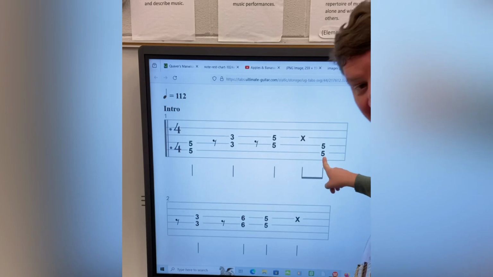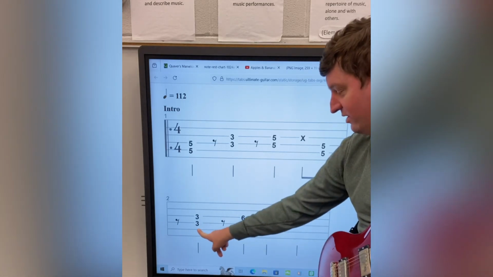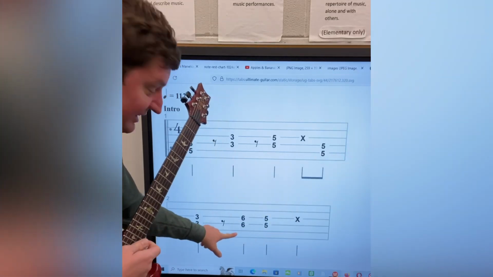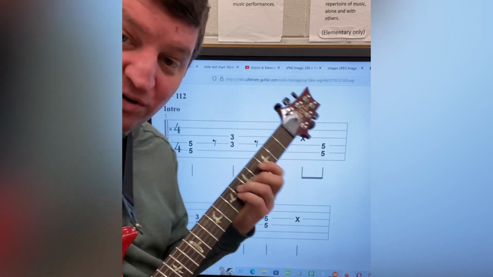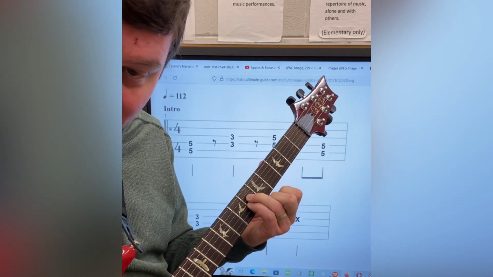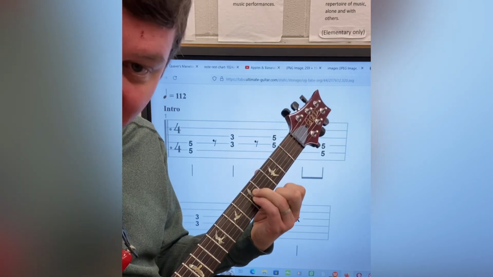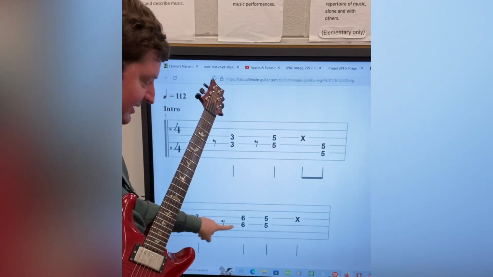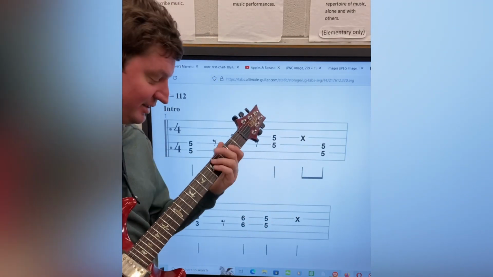And then another one here like at the beginning, then a 3, 3 like up here. Then we have 6, 6 and the 5, 5. So 6, 6 obviously on the D and G strings, and then back to the 5, 5. 6, 6, 5, 5. Same 2 strings.